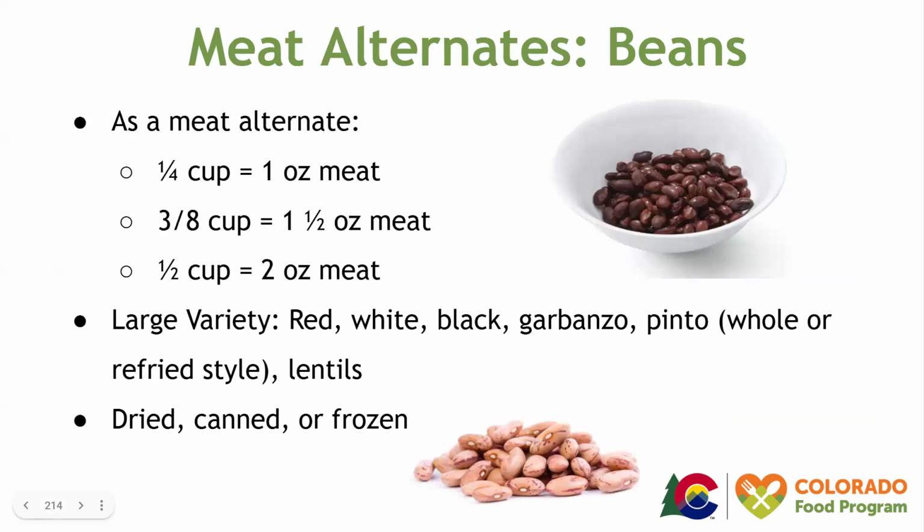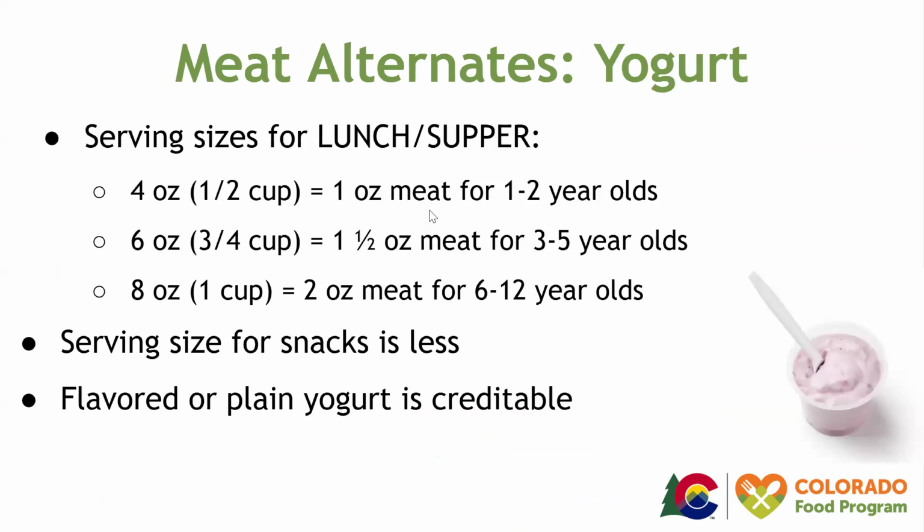So in regards to beans, 1/4 of a cup is equal to 1 ounce equivalent for meat. 3/8 of a cup is 1.5 ounces, and 1/2 a cup is the 2 ounce equivalent for your meat alternate. Beans can be served any variety. So there's white, red, black, garbanzo, pinto, all are okay, including lentils. And you can buy them either dried, canned, or frozen and serve them any way you like. Another meat alternate is yogurt.